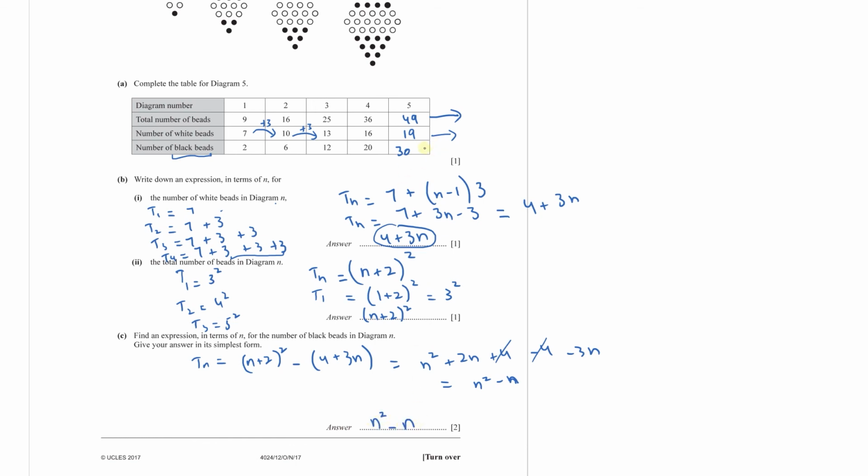So you use the same principle that you used here to find this value of 30, where you subtracted the number of white beads from the total beads, 49 minus 19. So you did the same for the nth term, where you subtracted the nth term for the white beads, which is this one, from the total number of beads, which is this one.